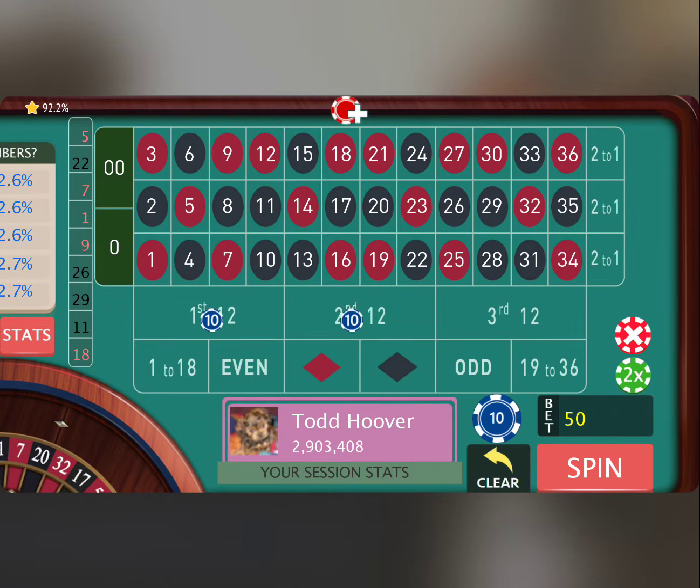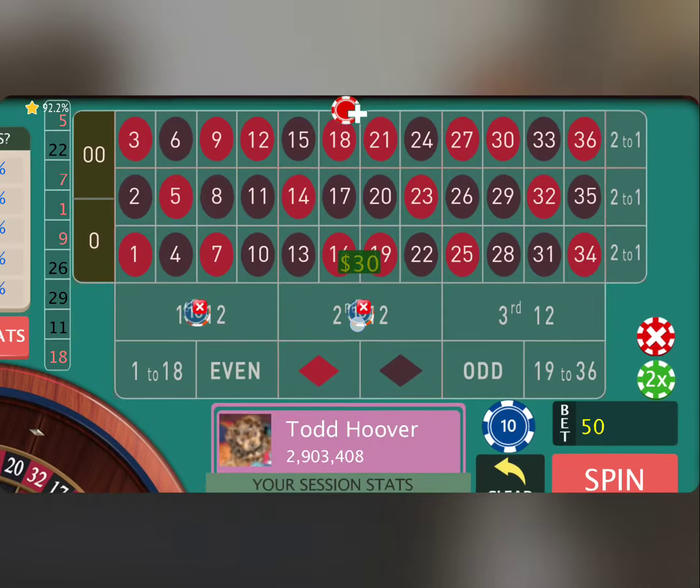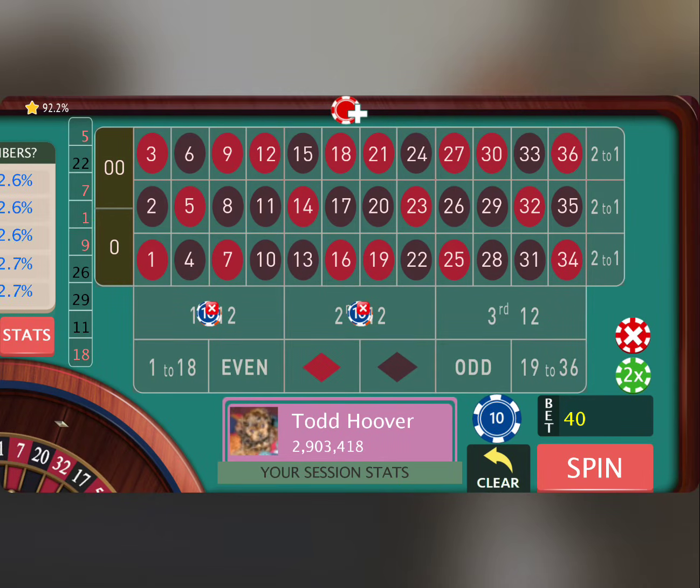So you rebet. You take this bet here, which is 30, right? And so we're going to have a $50 bet on 1 because the second 12 hit, it lost at 30. So we move it to the first 12 and then go up the Fibonacci scale, and the 22 hit, so we're back at 10.